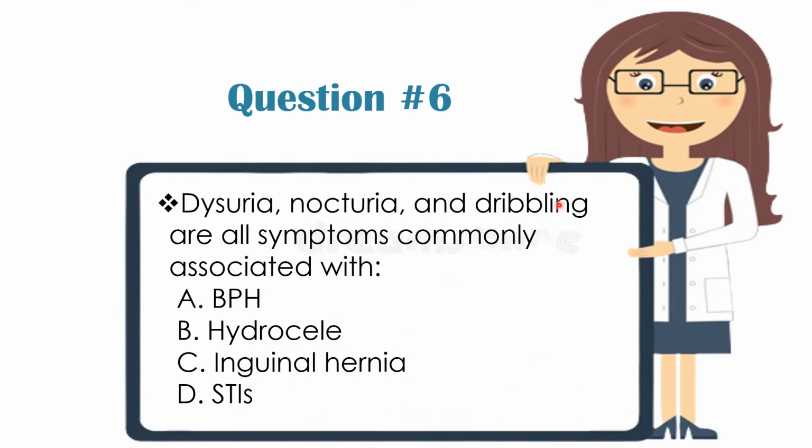Alright, so let us have a practice question, to check if you are able to remember or apply what you have learned. Dysuria, nocturia, and dribbling are all symptoms commonly associated with which of the following? BPH, hydrocele, inguinal hernia, STIs. I'll give you 5 seconds.